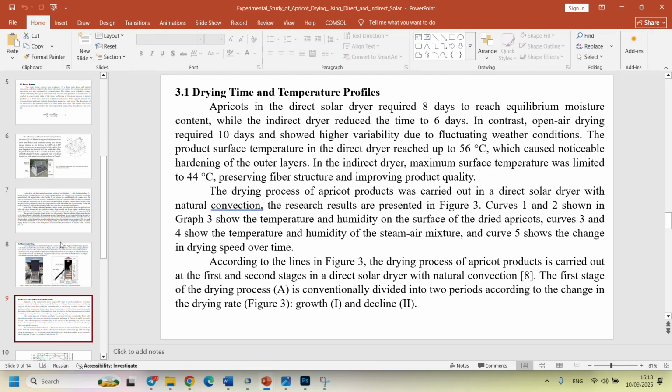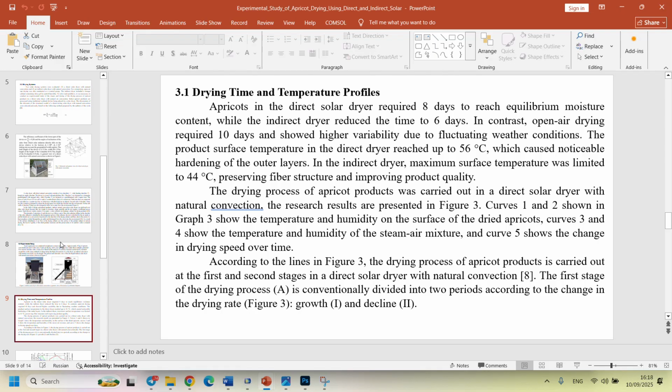Drying time. Apricots in the direct solar dryer require 6 days to reach the equilibrium moisture content, while the indirect solar dryer reduced the time to 6 days. In contrast, open air drying required 10 days, and showed higher variability due to fluctuating weather conditions.